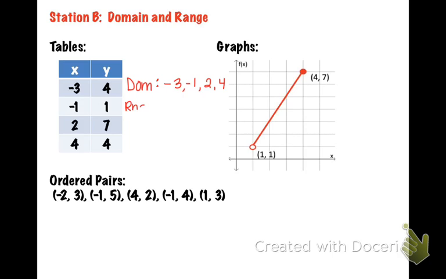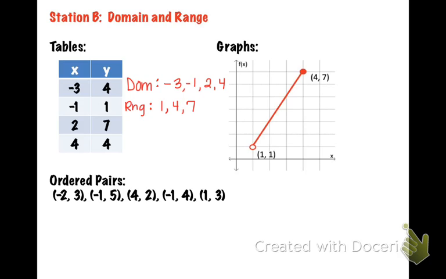The range, we do the same thing. Again, don't repeat numbers and put them in order. So we would say 1, 4, and 7. Even though there were two 4s, we only need to write the 4 one time. We always write from least to greatest.